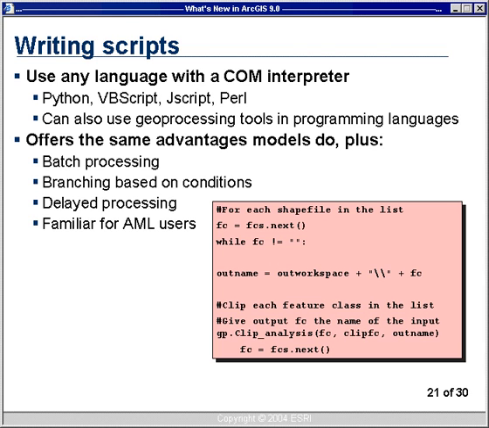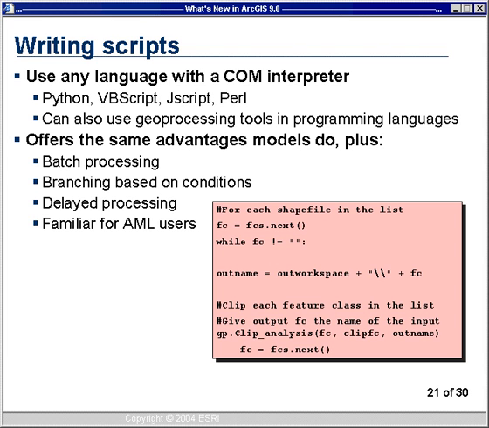For instance, take all the shapefiles within one directory and clip them all at once. Maybe add a field as well. Run a whole bunch of operations to a whole bunch of data sets all at once. I can also branch based upon conditions. So for my input, run one tool if the shape type is going to be a point. Run a different tool if it's going to be a polyline or a polygon.